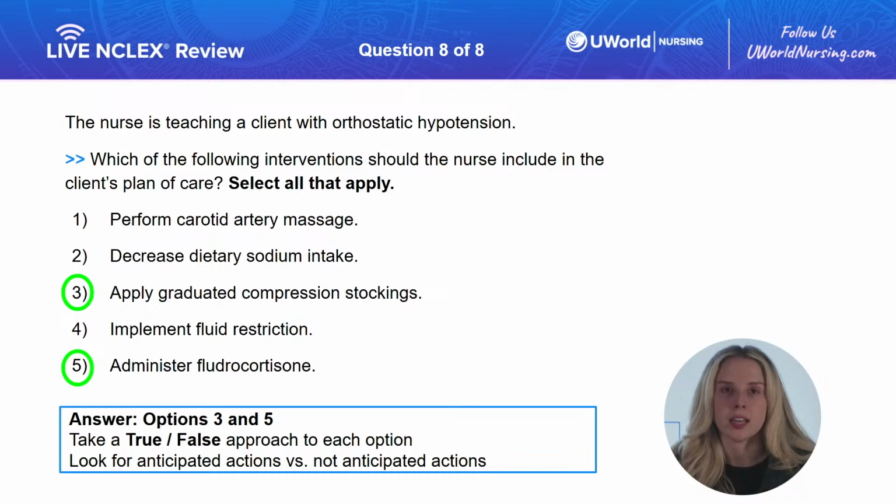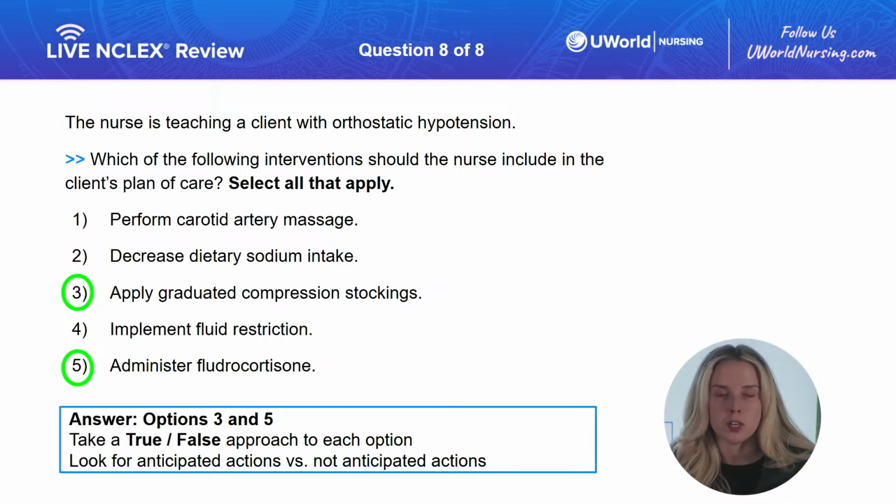1, 2, and 4 were incorrect. Why was this? So option 1, carotid artery massage is going to stimulate that vagus nerve, which we know can cause drops in our heart rate. We do not want to do this. Option 2, decrease dietary sodium intake. Like I said before, where sodium goes, water follows. If we decrease our sodium intake, we're going to be pulling less water into that vascular space, which is not going to help us beef up our blood volume, which is not going to help us increase our blood pressure.